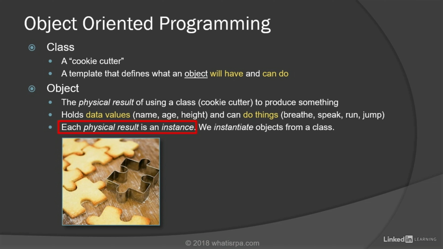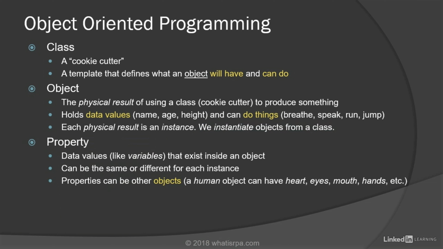And if you're ever sitting in a room with developers, you might hear them talking about how we can instantiate an object from a class. That's just fancy programming speak for using a programmatic cookie cutter to produce digital cookies. Our class will define what kind of properties our object can hold. These will be things like data values, which are very similar to variables that we've discussed in previous videos, and these data values can be the same or different for each instance.